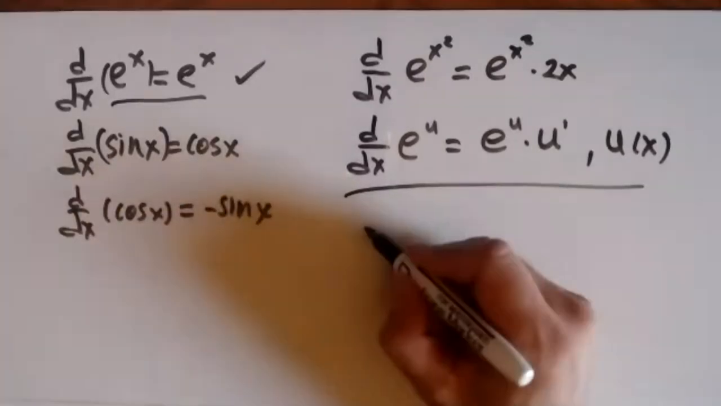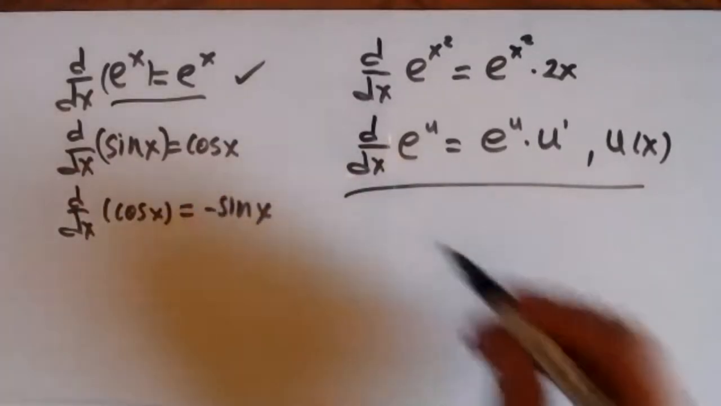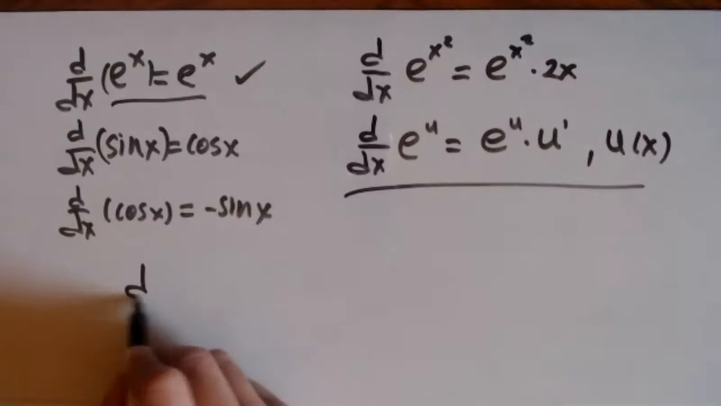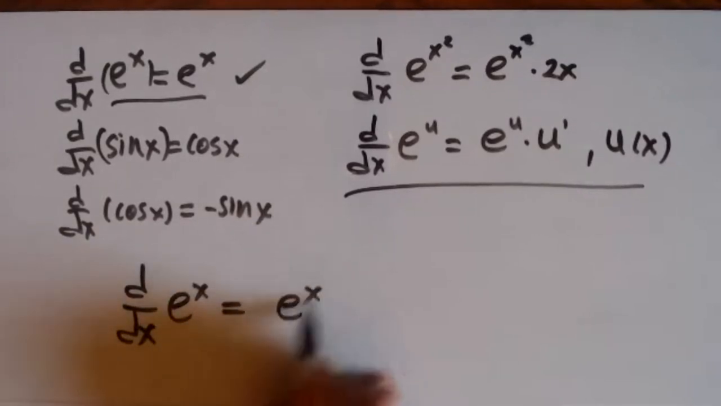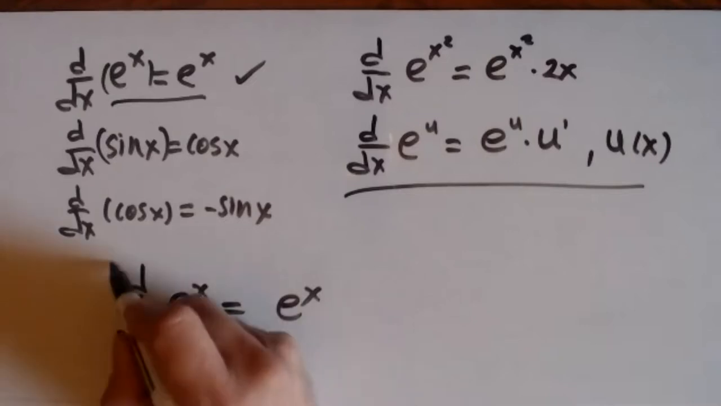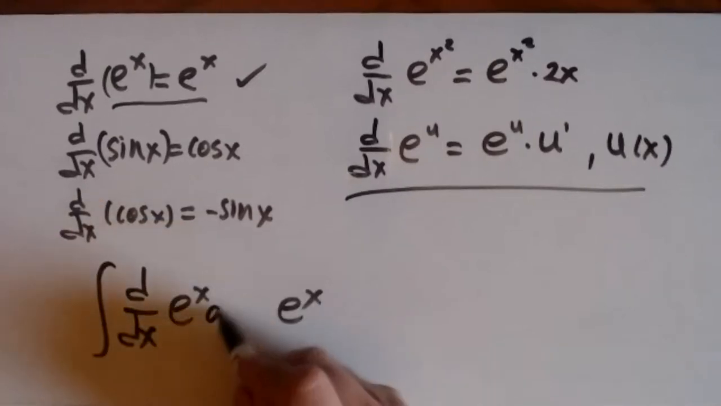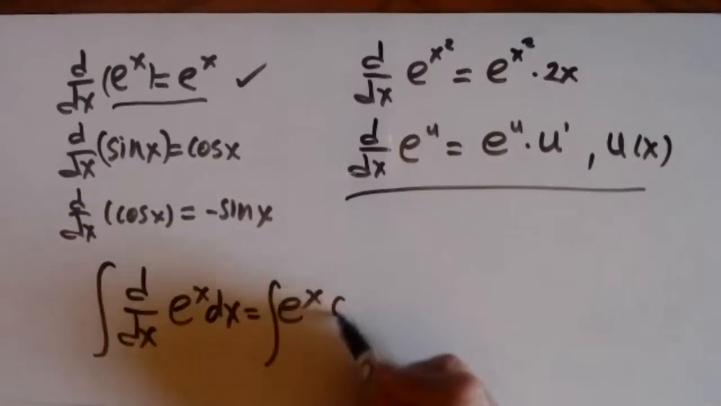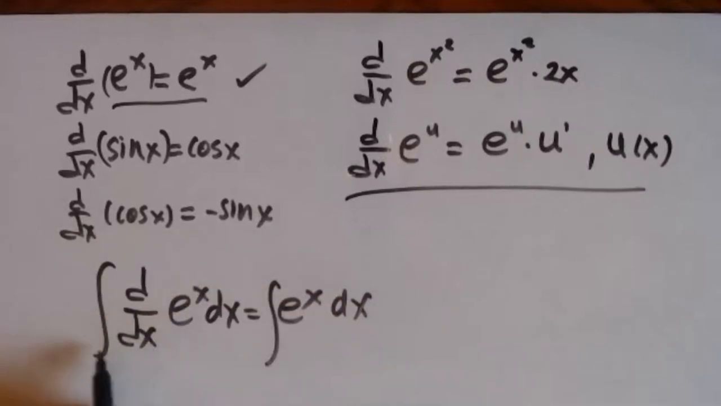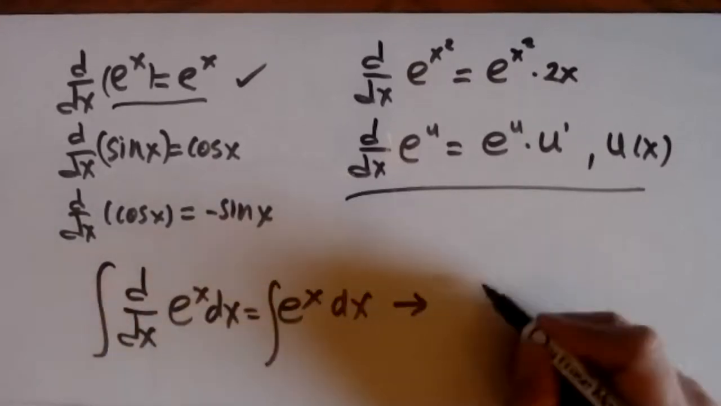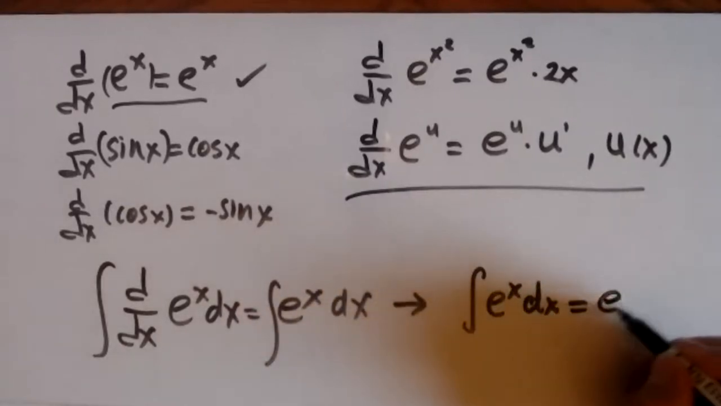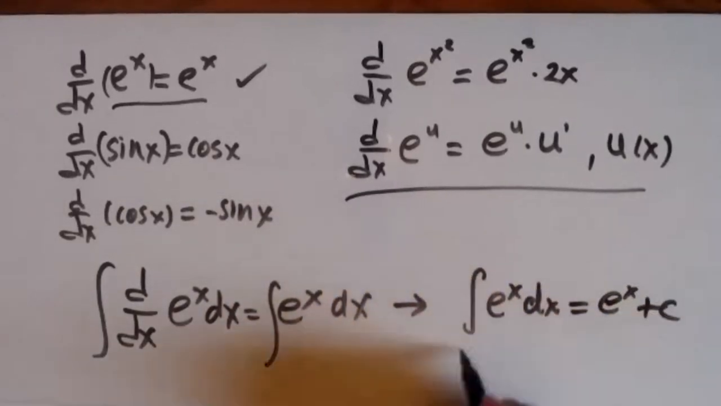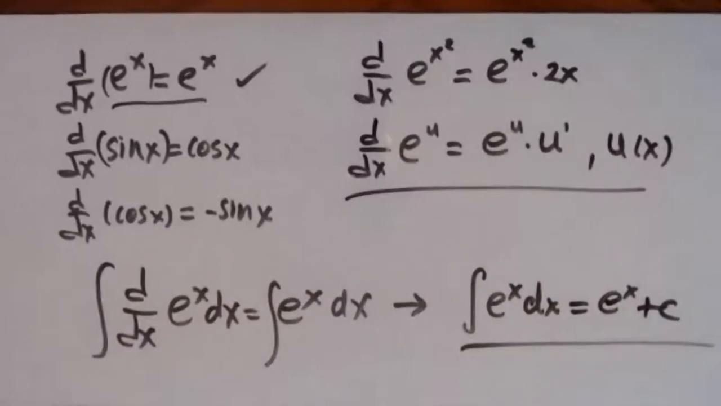In the second part of the assignment, we took the integral. So we have the derivative of e to the x equals e to the x. If we take the integral of both sides, the derivative cancels the integral, so we find also that the integral of e to the x dx is e to the x plus a constant. So it's also an interesting property, correct?